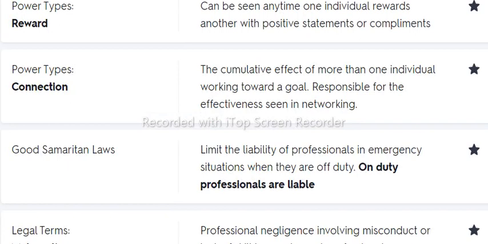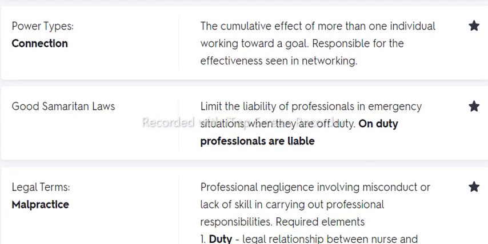Power types. Reward can be seen anytime one individual rewards another with positive statements or compliments. Power types. Connection: the cumulative effect of more than one individual working toward a goal, responsible for the effectiveness seen in networking.